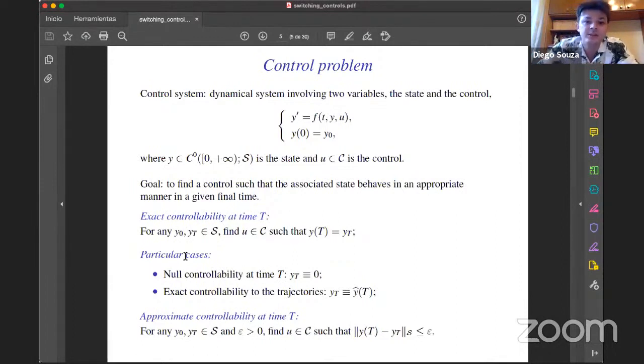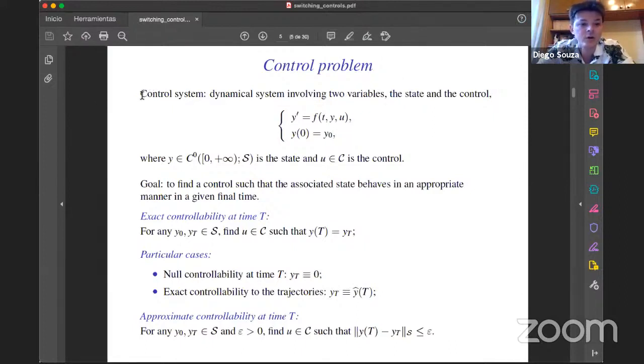A control system is a dynamical system which involves two variables. One we call state, and the other one we call the control. So the control here in this system is the variable u, and the state is the variable y, which is the solution of this dynamical system. The goal is that u can be chosen freely in such a way that the solution of this system behaves in an appropriate manner at the final time.